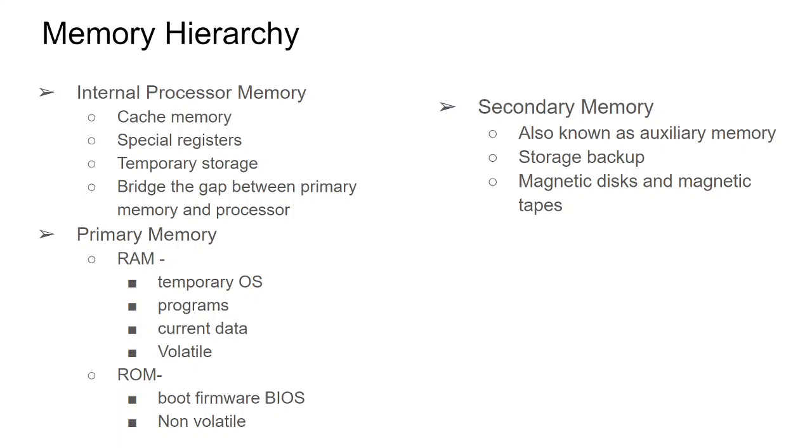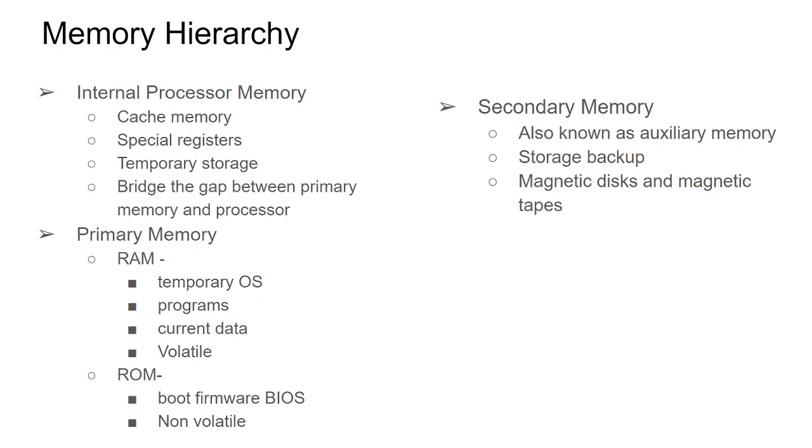It's like you want to talk to a processor but you don't have anything to talk to it with. In that situation comes this internal processor memory, which acts as a bridge between the primary memory and the processor. Next we have the primary memory. Primary memory consists of two things, that is RAM and ROM.